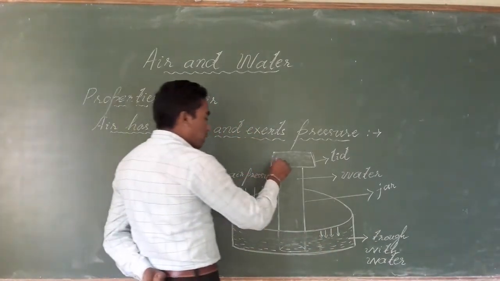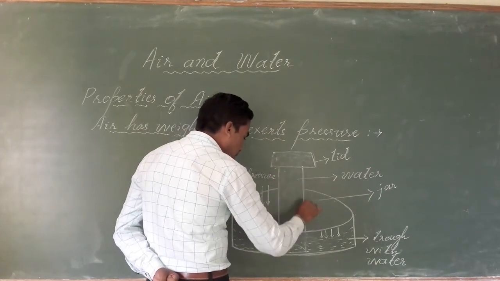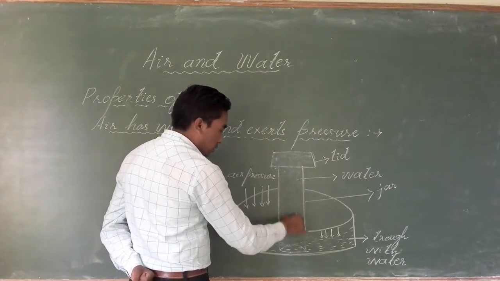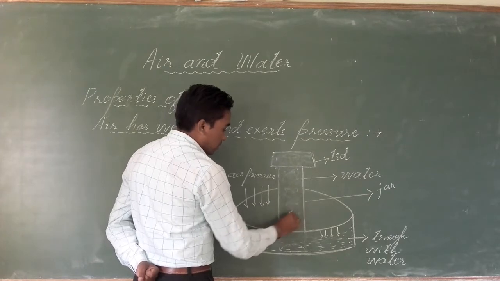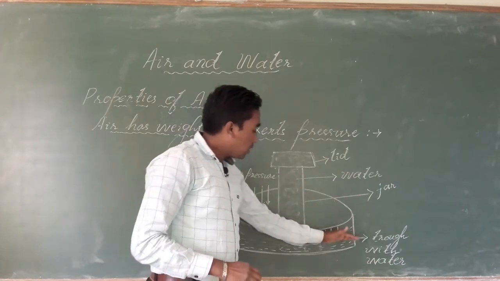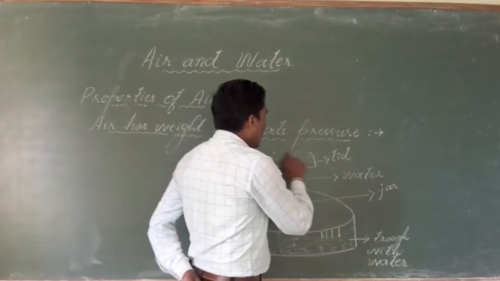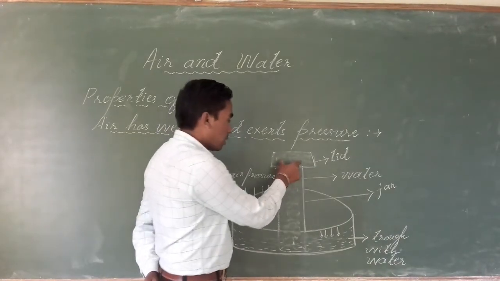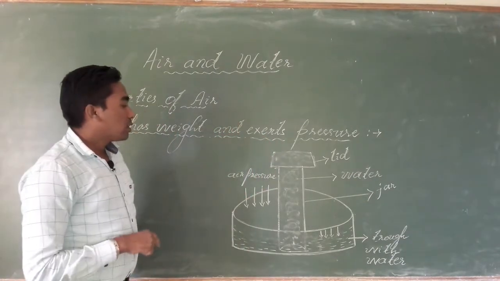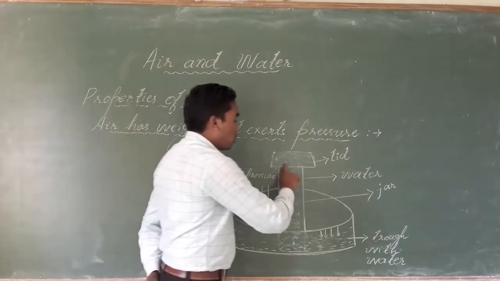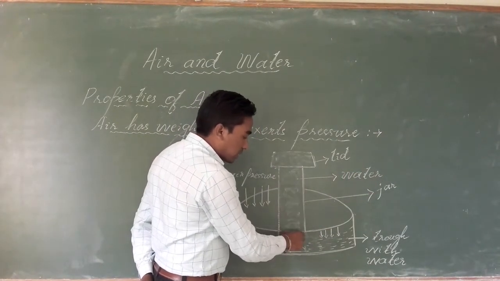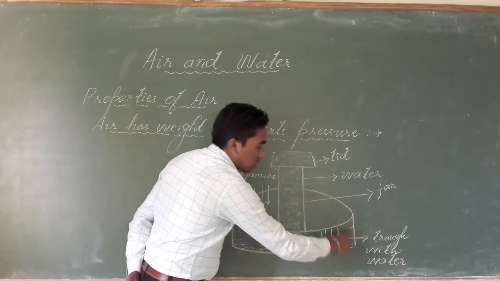Second, we have to take a jar and invert it inside this trough full of water. This is also water, this jar also has water. After inverting the jar in the trough, we have to cover the lid over the jar. We have to cover it so that no air is left inside it. Clear? Then after some time, we have to remove the lid and check that the water is present in this jar as well as in this trough.